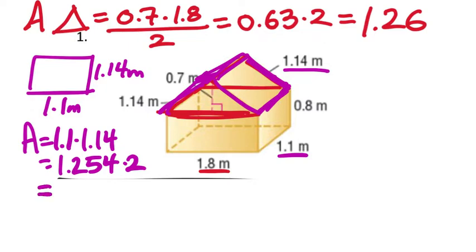The total area of both of those rectangles is going to be 2.508. Again, that's in square meters, okay? So I'm going to highlight these just so I don't lose track of them, because we're going to have to add all these together in the end.